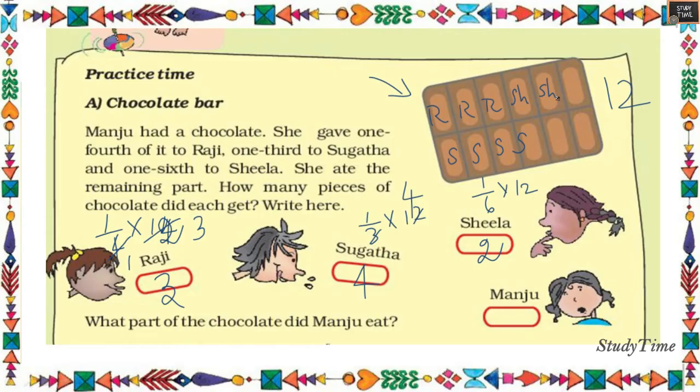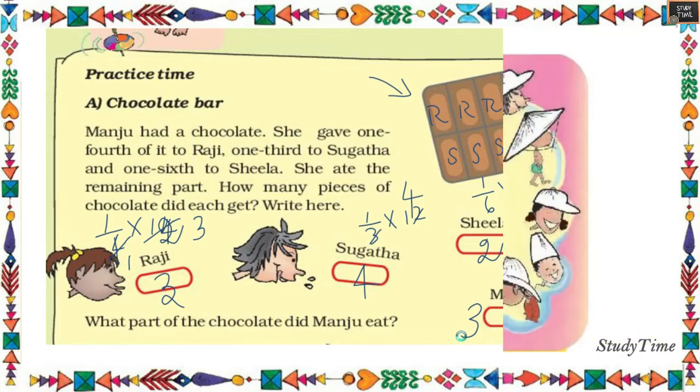So Manju would have got, left here is for Manju. So Manju would have got 3. So when you add, you should be getting 12. So 3 plus 4 plus 2 plus 5 is 7 plus 5 is 12. So this is the answer for this question.